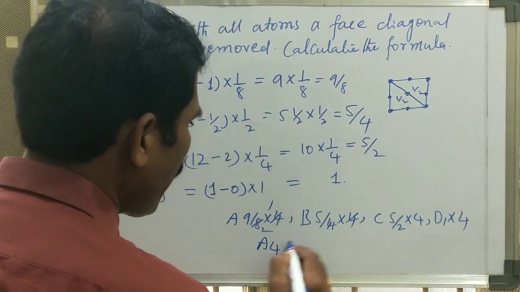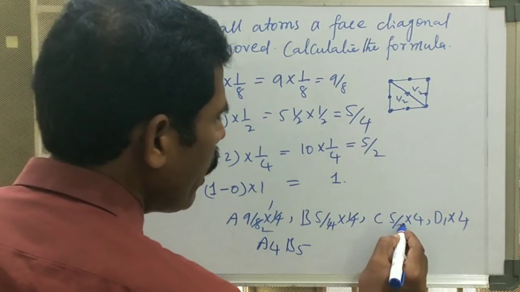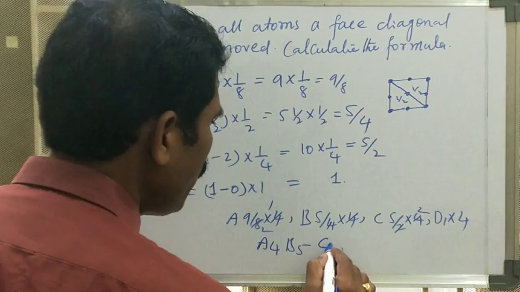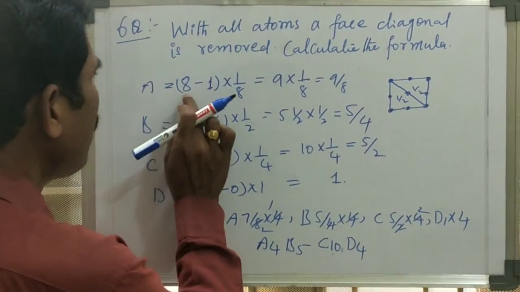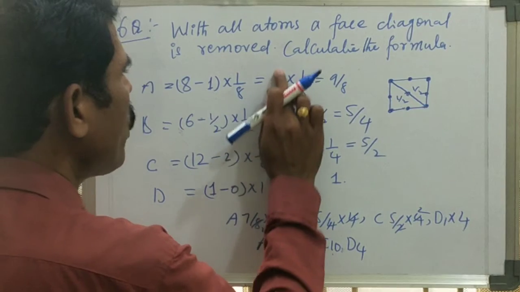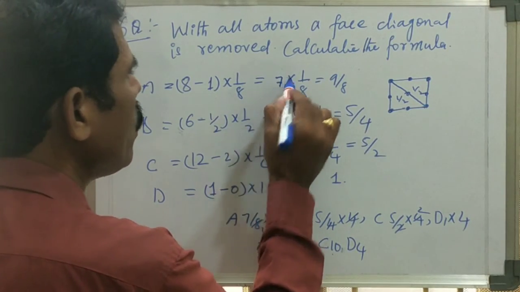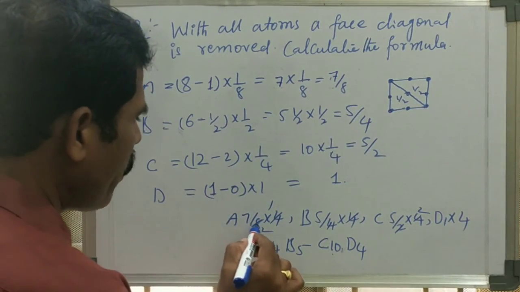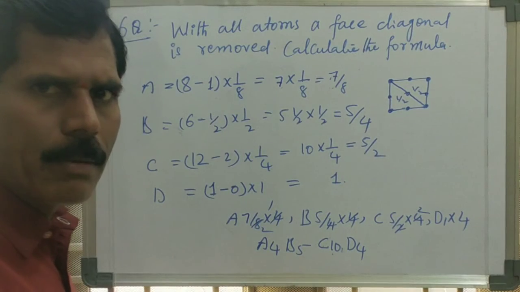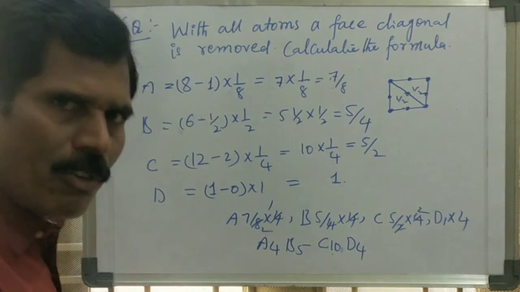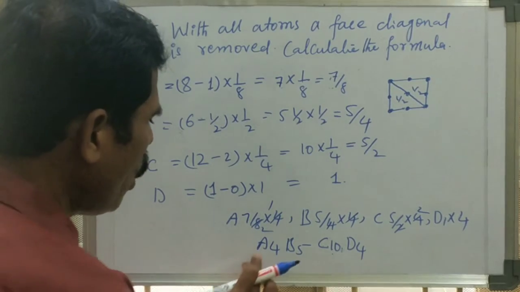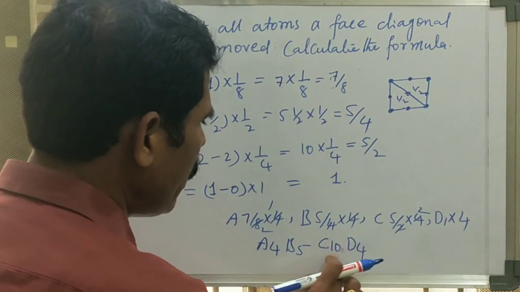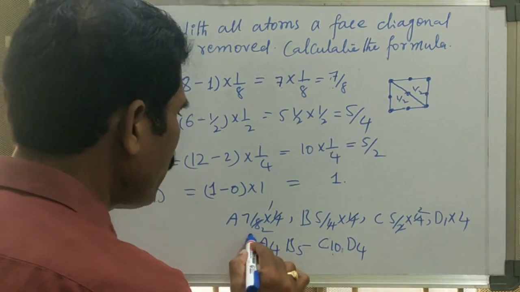Then B5. Here 2, then C10, sorry, C10. Here dear students, this is 8 minus 1, that is 7. Instead of 7 I have written 9. So this is 7 by 8, that is right. So after the calculation, 7 by 2, so approximately 3.5. 3.5 round figure, you have to take it as a round figure. So A4 you will get, B5 you will get, and here C10 and D4, this is the final formula.